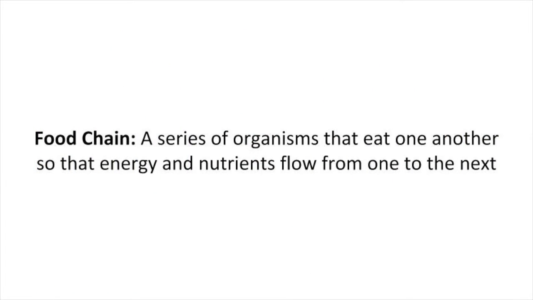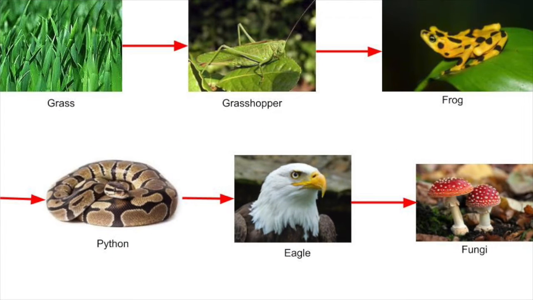First, we're going to talk about a food chain. A food chain shows the transfer of energy and nutrients from organism to organism as they consume their food. In this food chain, we begin with grass. The grass is eaten by the grasshopper, which is eaten by the frog, which is eaten by the python, which is eaten by the eagle, and then decomposed by fungi.